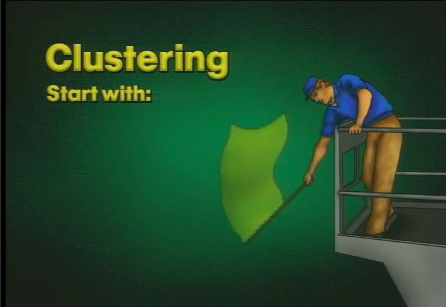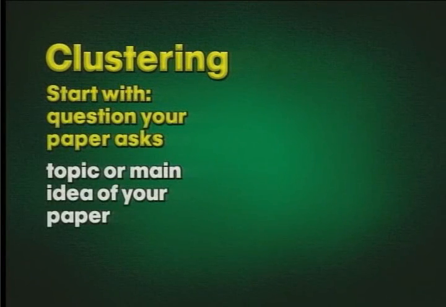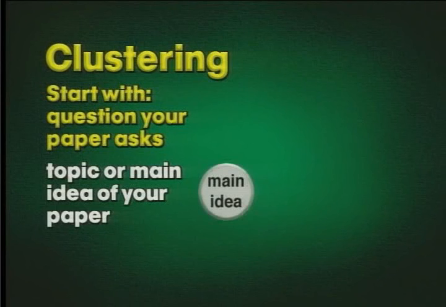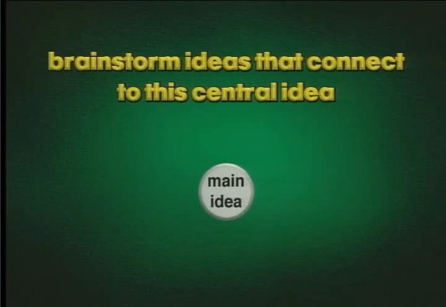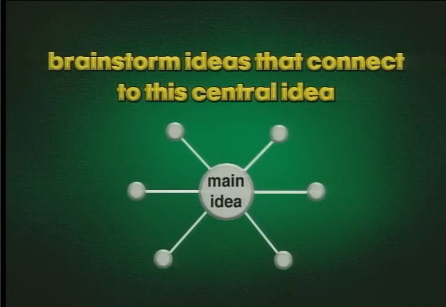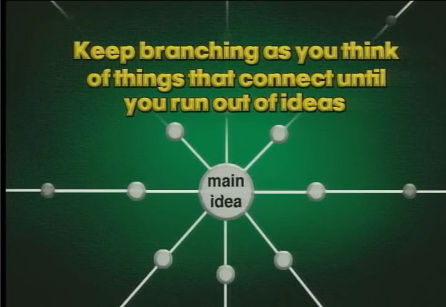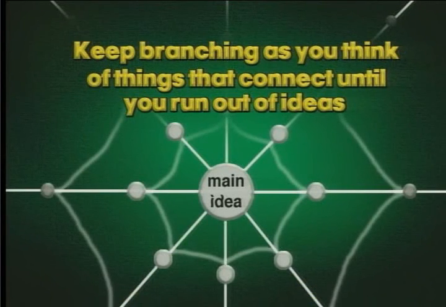Well, you start with the question your paper asks, or the topic or main idea of your paper. You write this in a circle in the middle of your paper. Next, like free writing, you brainstorm ideas that connect to this central idea. These ideas are branches of your main idea. You keep branching as you think of things that connect until you run out of ideas. Notice it looks like a giant web when you're done.